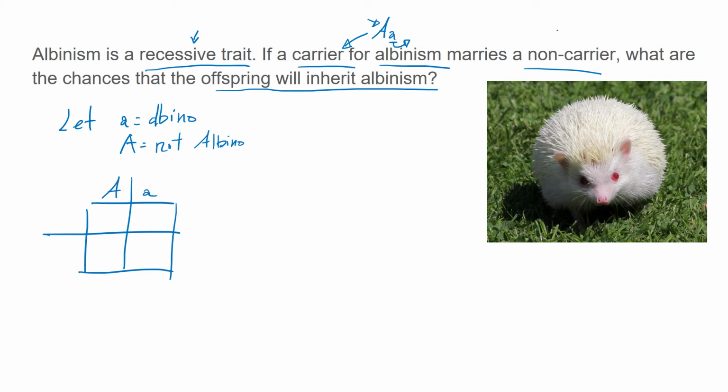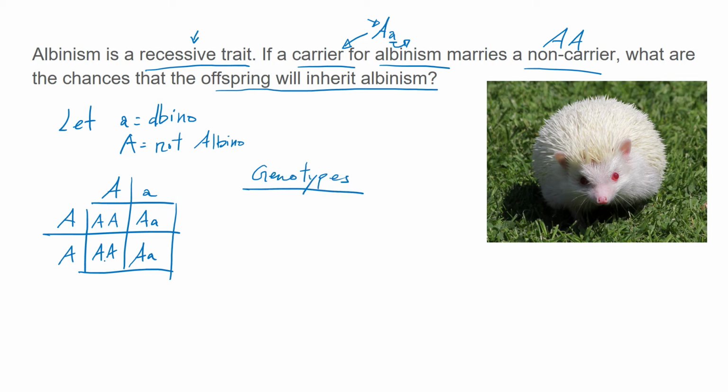A non-carrier means that you don't have little a at all. There's no part of you that has little a. That means you must be big A, big A. So this becomes easy. Big A, big A. Big A, little a. Big A, little a. Done. So let's go with the genotypes again. Hope this is getting easy.